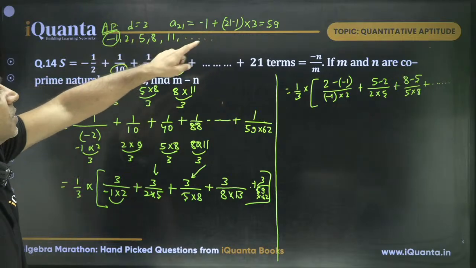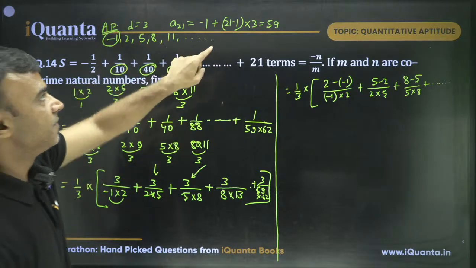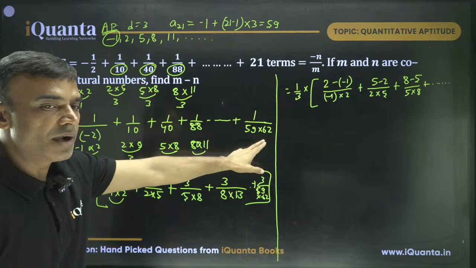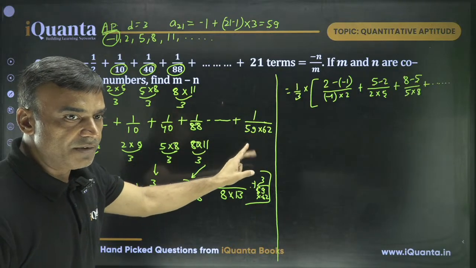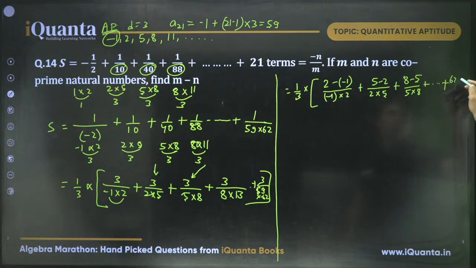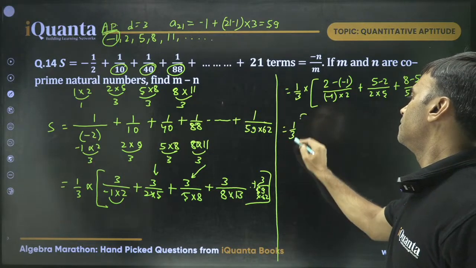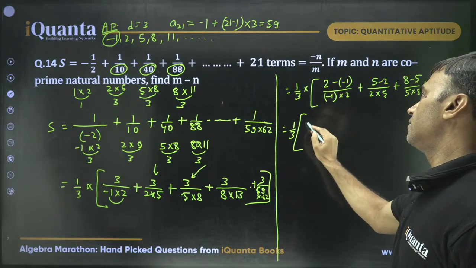We need 21 terms. So the first term of each is minus 1, then 2, 5, 8. These are in AP. Once I get the first term, then I know that after 59 comes 62. So in the denominator, we will have 59 into 62. Okay? So I'll write it here: 62 minus 59 divided by 59 into 62. Is it visible? And from there we have 1 by 3 into 2 upon minus 1 into 2 is 1 upon minus 1.